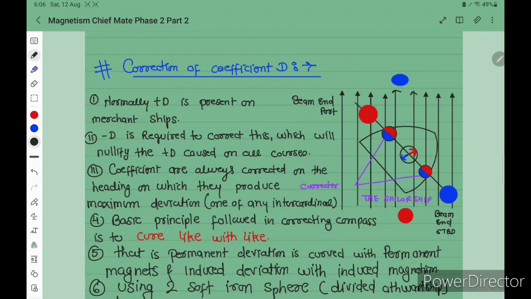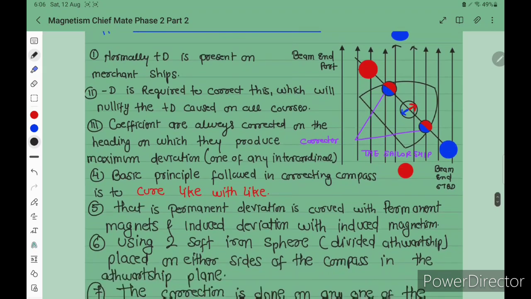Normally plus D is present on the merchant ship. Minus D is required to correct this, which will nullify the plus D caused on all courses. So plus D we correct by minus D, and minus D we correct by plus D. Coefficients are always corrected on the heading on which they produce maximum deviation, so on any intercardinal: northeast, southeast, southwest, northwest.